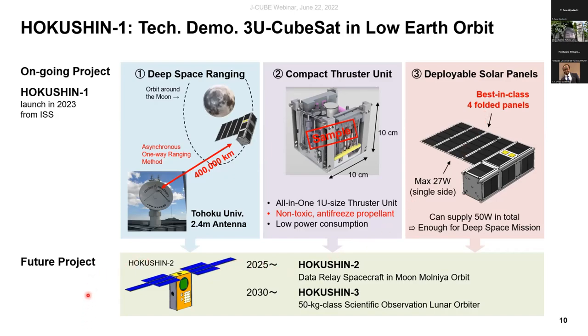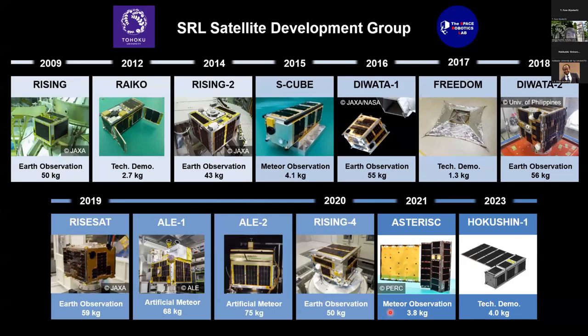After Hokshin 1, we will move on to Hokshin 2, which is a data relay spacecraft orbiting in the Moon's elliptical orbit. After that, we will try a 50 kilogram class lunar orbiter, which can carry scientific observation instruments. This is the end of my presentation. Thank you. Thank you very much.